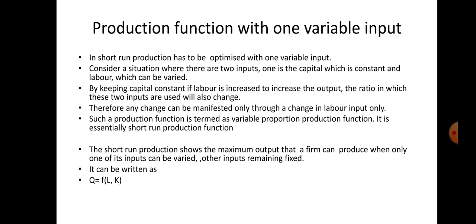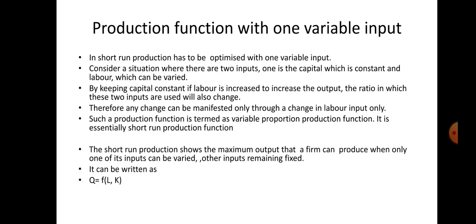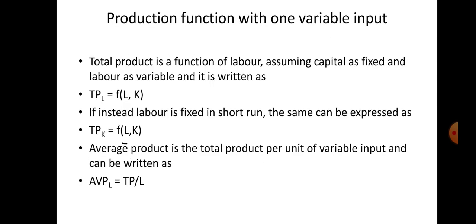So we write Q = f(L, K), where L is labor and K is the other input, that is capital. K is called capital, your investment, where the total product here is a function of labor, assuming capital as fixed and labor as variable.